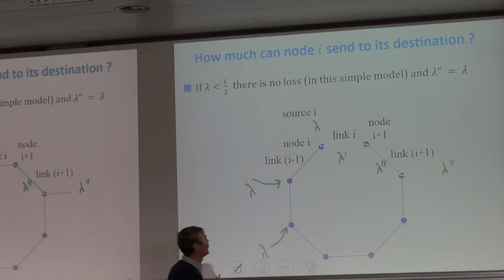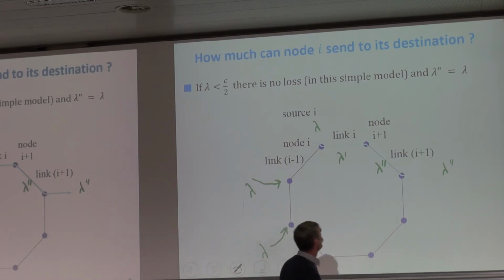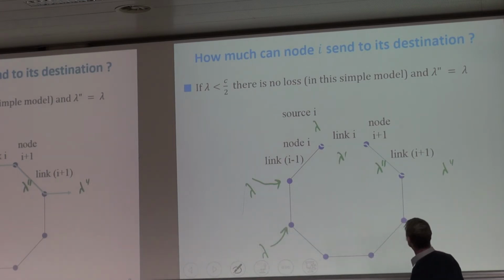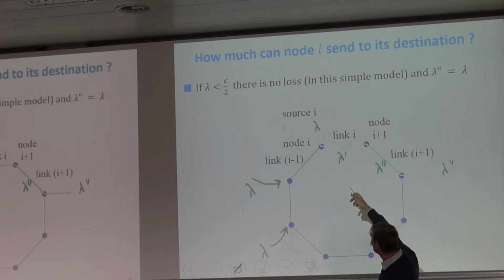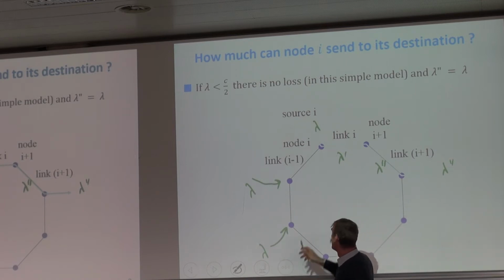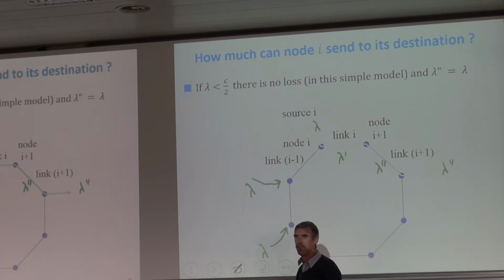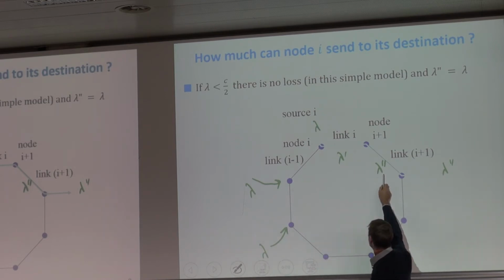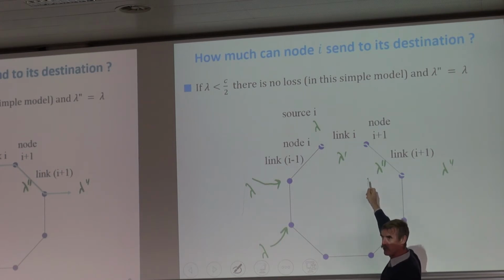I zoom on source I, and I assume the capacity of all the links is C. All the links have the same capacity C. Everything is symmetric. All sources have the same rate, so they attempt to send at a rate lambda. Then if lambda is very high, there might be losses. So what is transmitted here is lambda prime on the first link, and lambda second, if lambda prime is still very high, there might be losses at the second router on the path.